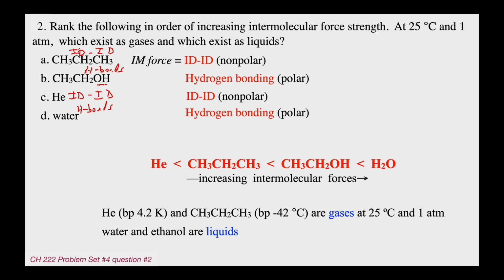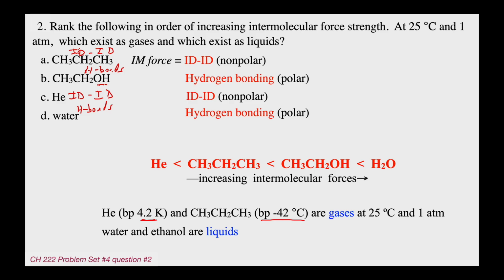Now, I did use the all-powerful Google, and I looked up the boiling points. Helium starts being a gas at 4.2 Kelvin. So like in space, all right, it's already a gas. It's just crazy. It's a gas basically everywhere. Propane is a gas too. Its boiling point is -42. So at room temperature, roughly 20-25 degrees Celsius, you bet it's going to be gas. Water and ethanol are both liquids.